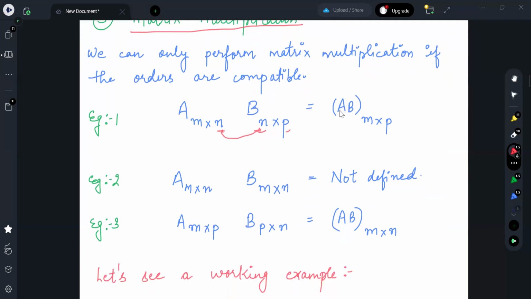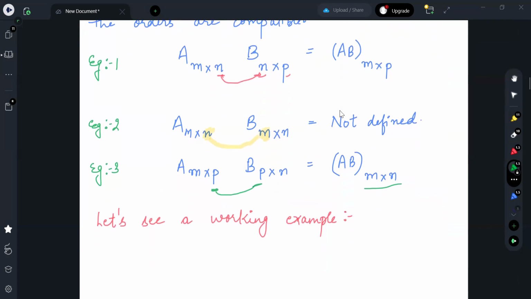Let's look at another example. Now I have n and m. So the number of columns in A does not match the number of rows in B. This matrix product is not defined because I cannot dissolve this middle term. It's very important, right? Let's look at another example. The number of columns here is p, the number of rows here is also p. They will get dissolved and I can perform the matrix multiplication. The resultant order would be m by n. The order of 2 matrices is clear when we multiply them.